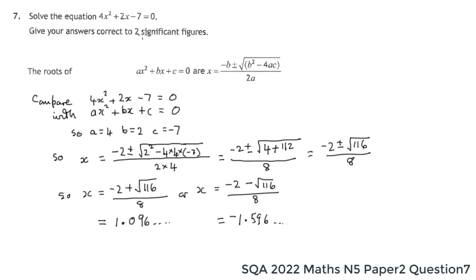So there's our 2 values for x, and let's just read the question again. It says give your answers correct to 2 significant figures. So x is approximately 1 point, and this 0, since we're chopping a 9 off, will round up to a 1. There's 2 significant figures for x, or x is approximately the second value, -1 point, and chopping this 9 off that 5 rounds up, if you like, to 6. So it's -1.6. So there's our 2 approximate values for the solutions to that quadratic equation.